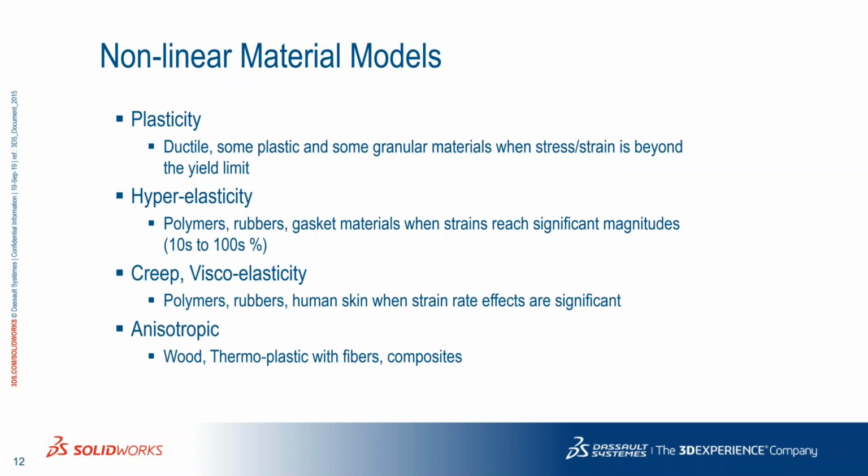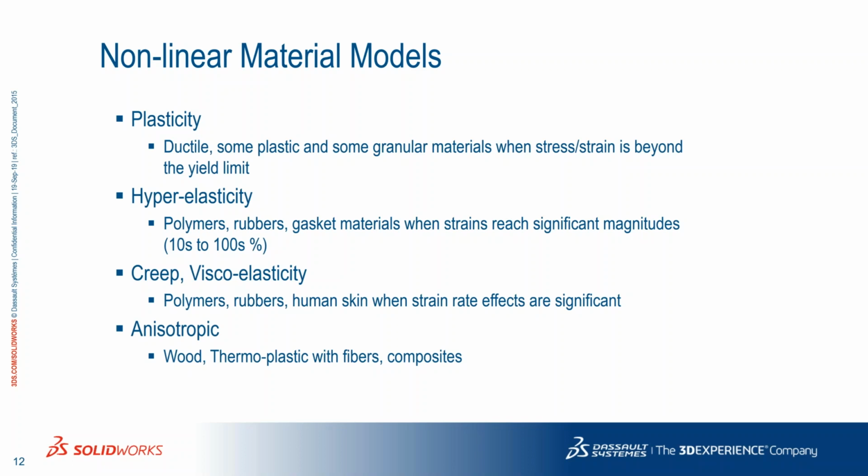Creep is about time. It's an effect that occurs over time on materials like, again, rubber, but also metal and also human skin, for example. So the strain rate is very important here. Also the time that you apply the load and keep the material under tension. So creep is very related to time. It's also related to high temperature in the material.